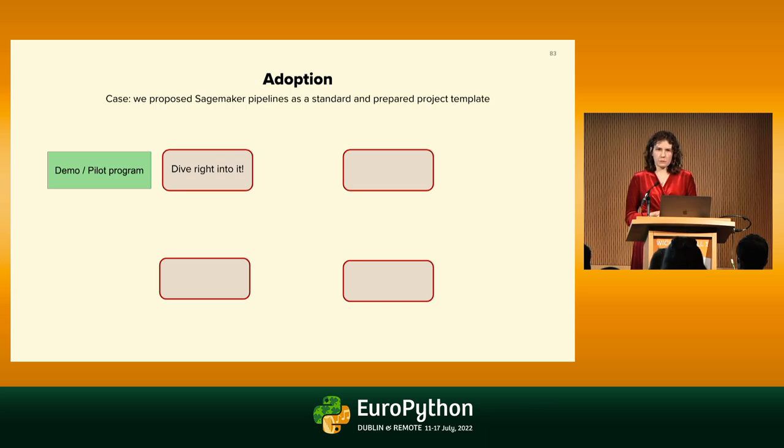This may work for some cases, but in our case, it was not enough. We decided that we need to do something more, and that's when the pilot program came. What it means? Basically, we took one of our team members and said, okay, you need to go now to our client and work with them for 2 weeks, help them with the adoption, be another extra pair of hands that can help them.